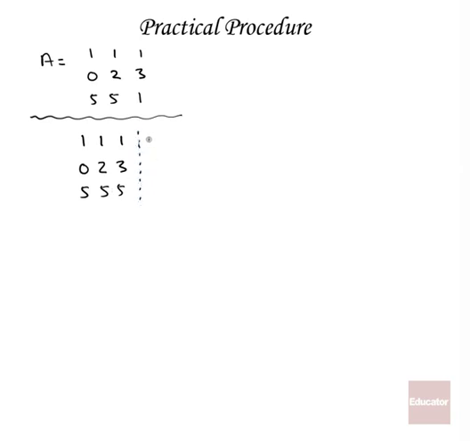Okay. We want to find the inverse of A. So let's do A equals the matrix with rows 1, 1, 1; 0, 2, 3; 5, 5, 1. Step 1, we want to form the augmented matrix. So we go 1, 1, 1; 0, 2, 3; 5, 5, 1. And we're going to augment it with the 3 by 3 identity matrix.